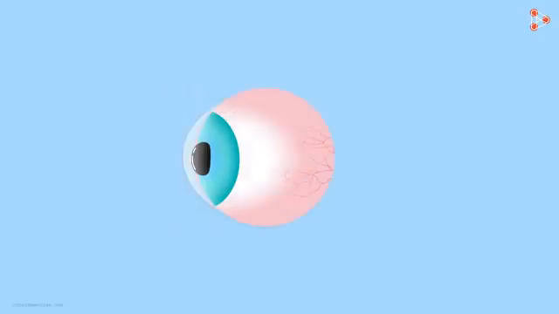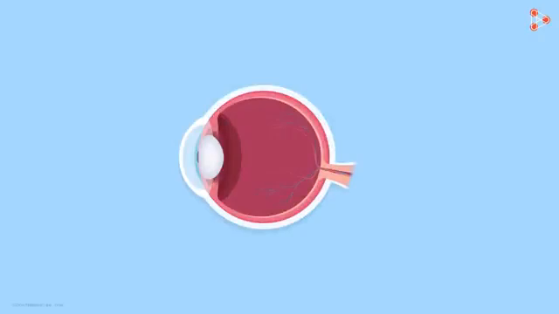The human eye is roughly spherical in shape. What we're going to do in this video is understand the different parts of the eye in short, not in extreme detail. Let's begin. The outer layer of the eye is called the cornea.